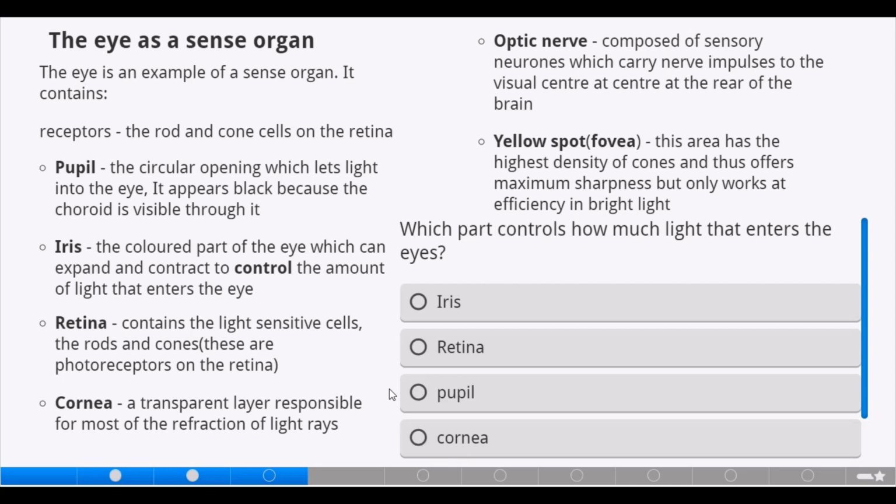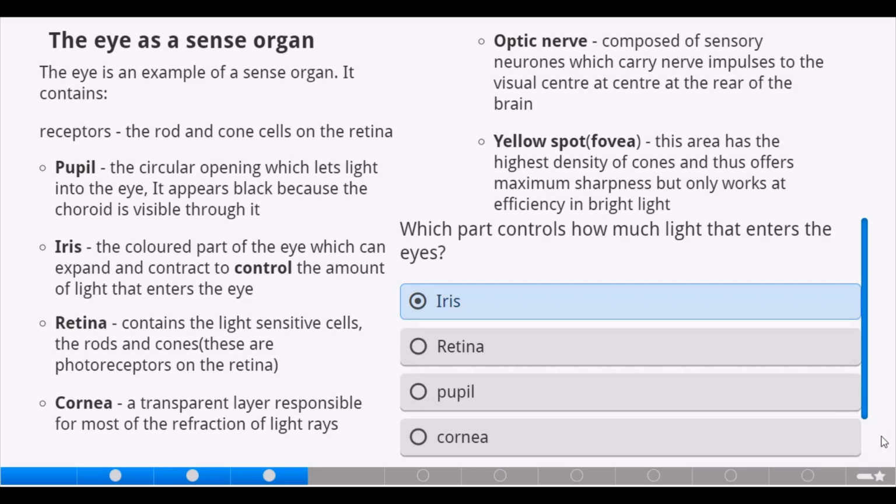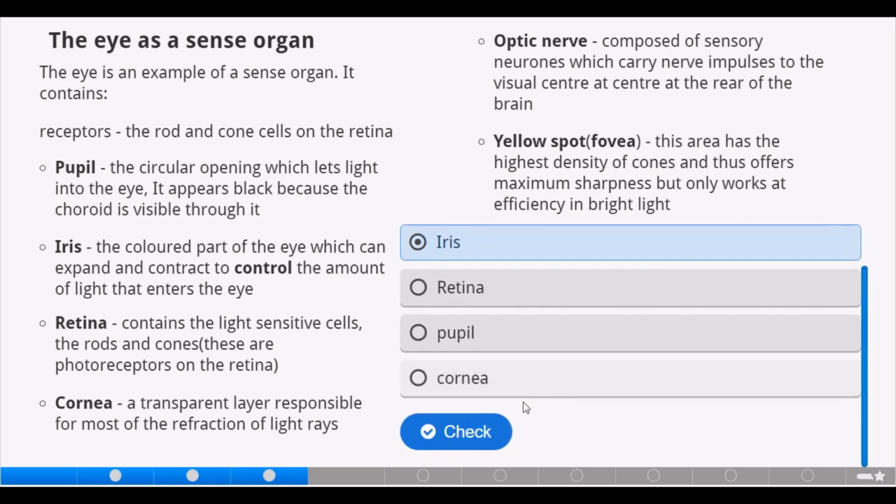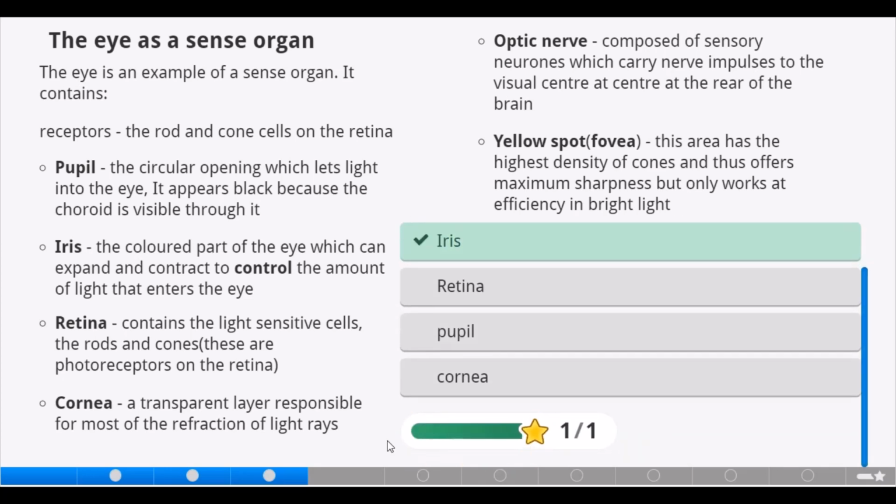It's worthy to note that the iris is the colored part of the eye, which can expand and contract to control the amount of light that enters the eye. So I have a question. It said, which part controls how much light enters the eyes? That will be the iris. Let's check. Okay, moving on.